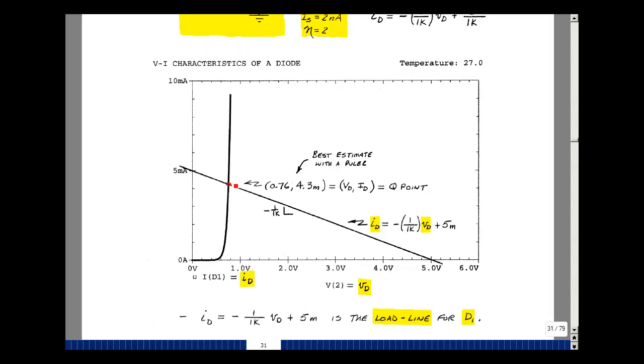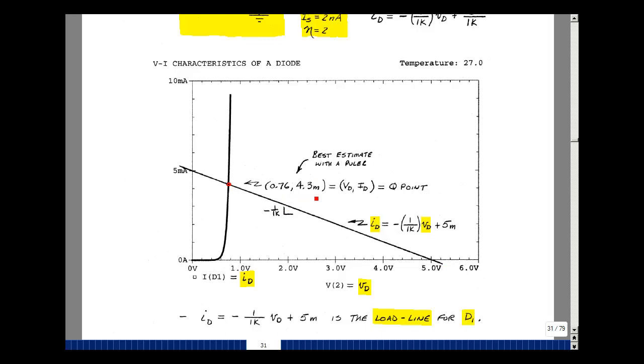They only have one point in common. This is all possible solutions of the diode. This is all possible solutions of our battery and resistor, and they only have one point in common, and that's the solution. What I tried to do with a ruler is measure this as accurately as I can. I got 0.76 volts and 4.3 milliamps.